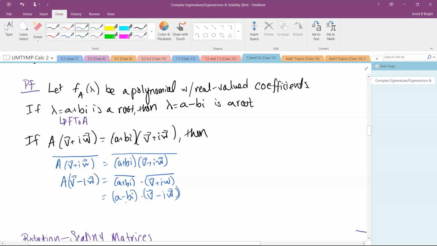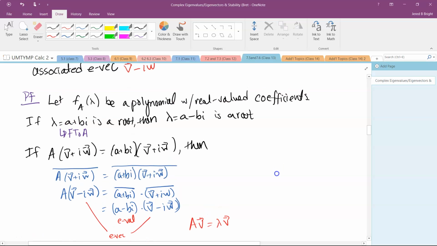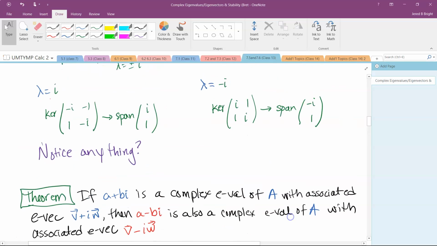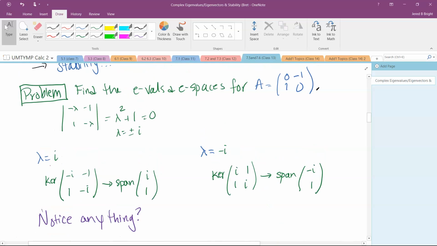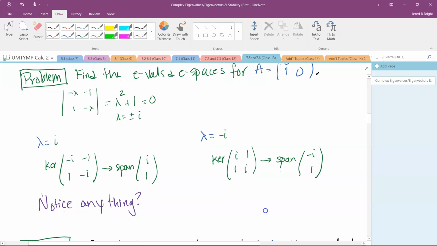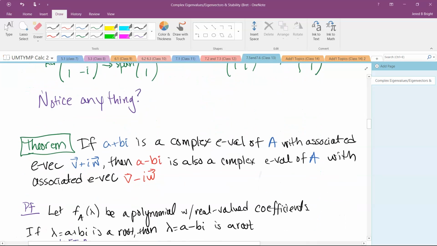Okay, and so this fits our definition of having the eigenvalue here and then the eigenvector on both sides. That fits that Av equals lambda v type definition. Okay, so that's just a little bit of an overview of how we can find eigenvalues and eigenvectors for a matrix that has complex values in it, and then also make use of this other theorem that if we have one complex eigenvalue and eigenvector, we can find another one just using the complex conjugate.